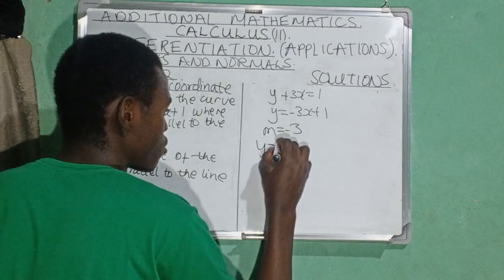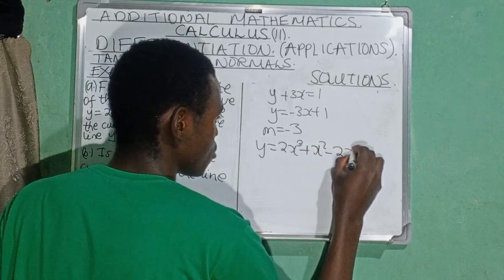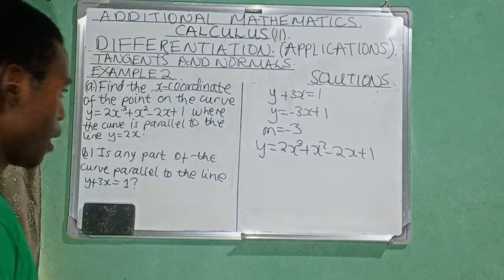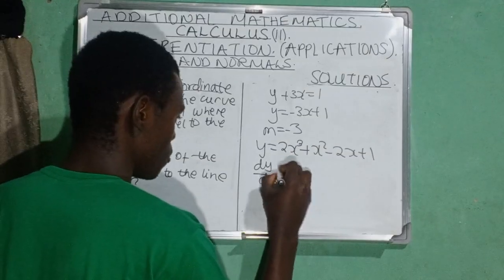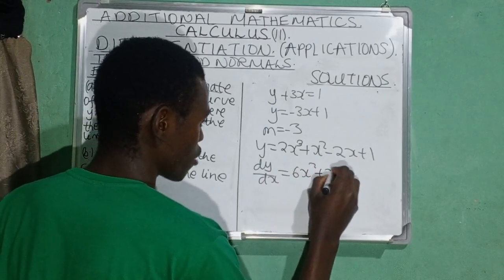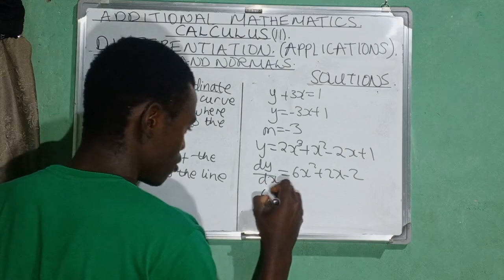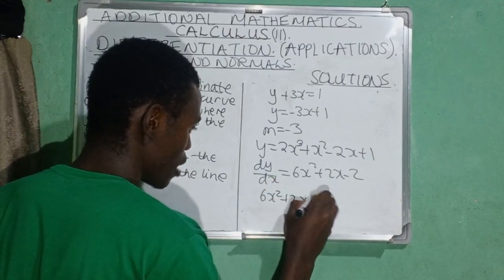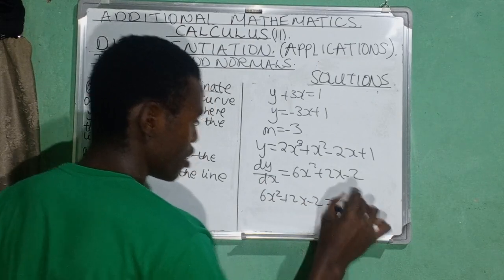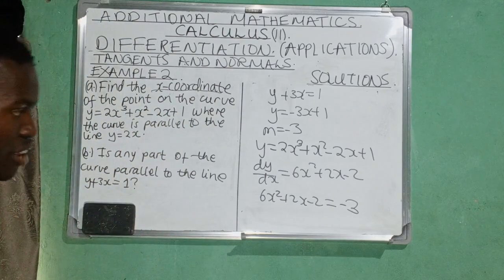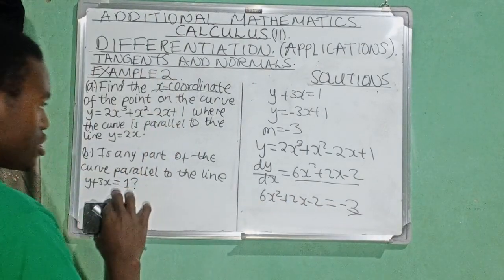So we have y is equal to 2x cubed plus x squared minus 2x plus 1. And then we are going to find the derivative, the dy dx. If you remember from the previous answering, it was 6x squared plus 2x minus 2. And then we are going to say 6x squared plus 2x minus 2 is equal to -3. That's what it means. You just say dy dx is now equal to -3.